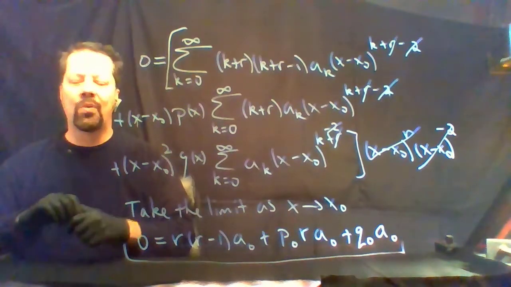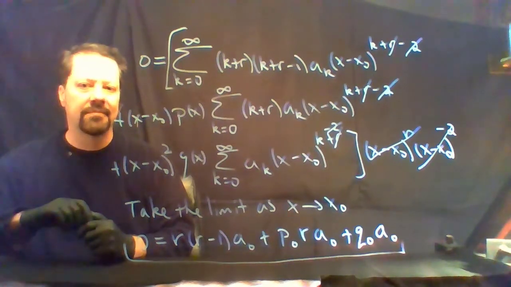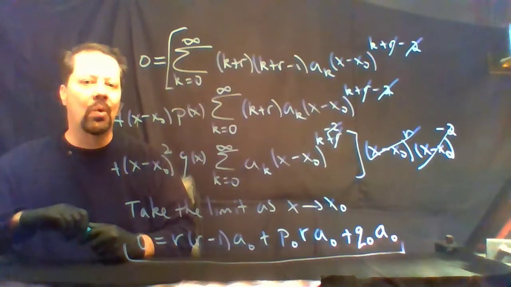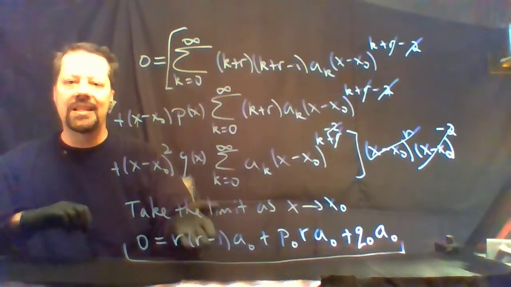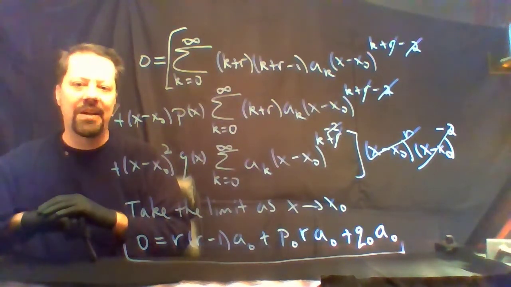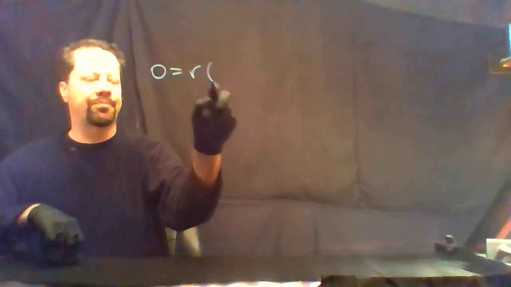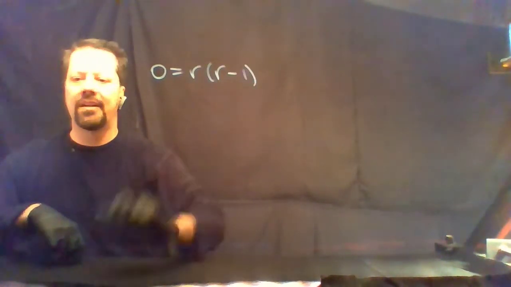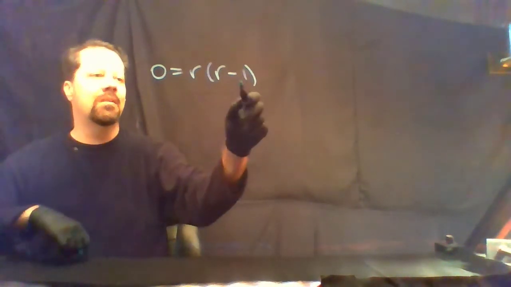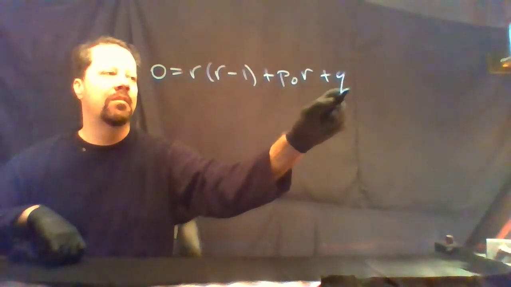This gives us a quadratic equation for the variable r. That means that not all values of r are going to work. Only up to 2 distinct values of r will give you solutions using the method of Frobenius. We have the following equation. If we factor a naught out and cancel it off, 0 equals r times r minus 1 plus p naught r plus q naught.